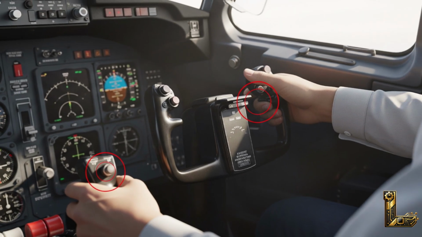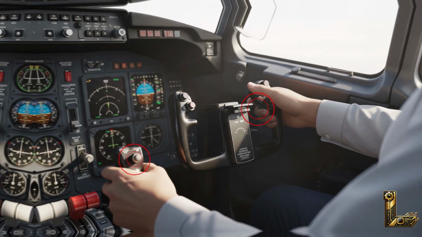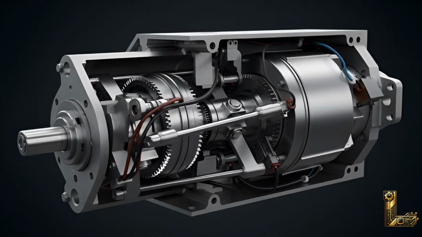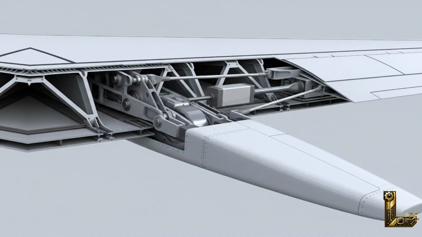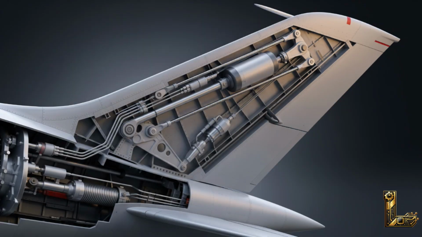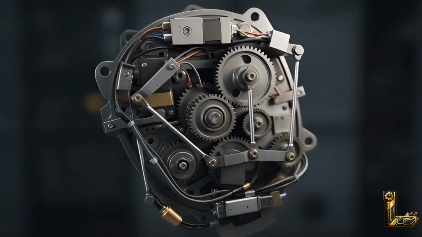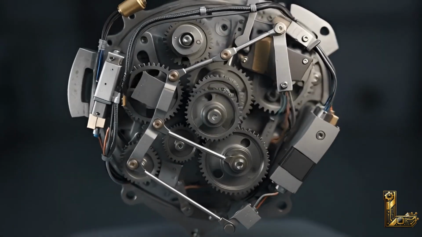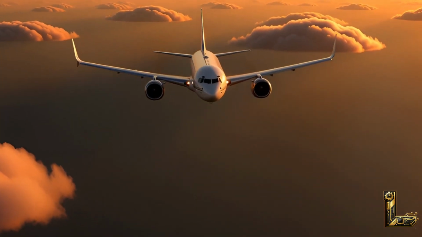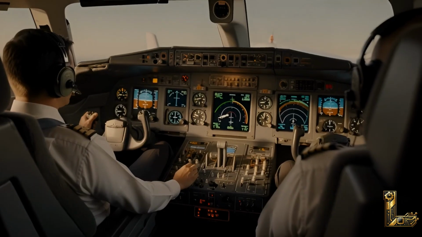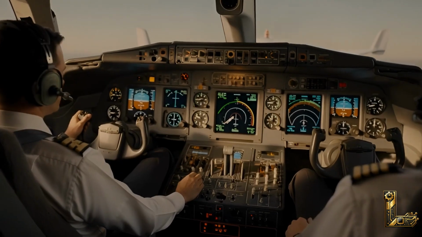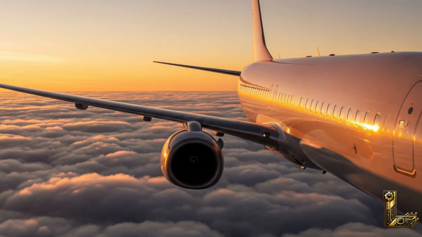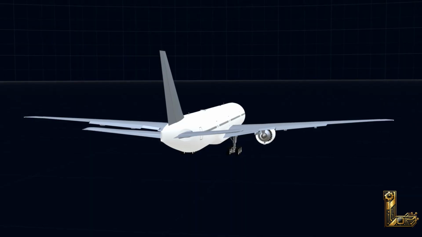Every time a pilot moves the control stick, the Flight Control Actuator transmits that command to the corresponding control surfaces, the ailerons, elevator, or rudder. If the actuator jams or fails, the control surfaces freeze. The autopilot immediately disconnects, alarms sound in the cockpit, and the pilot attempts to regain control, but nothing works. The plane begins to pitch, roll, or stall uncontrollably.